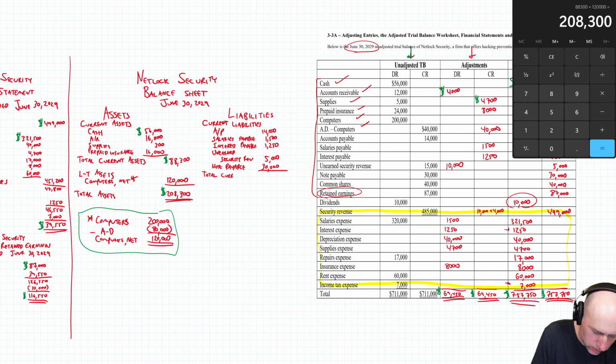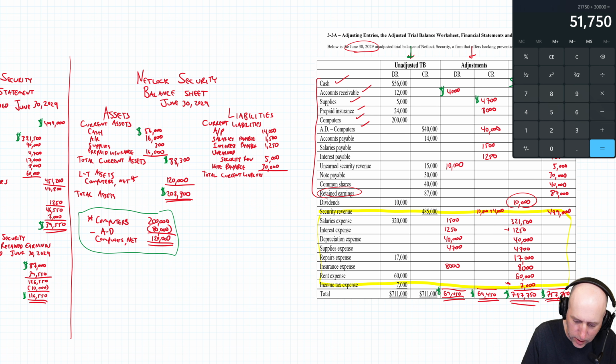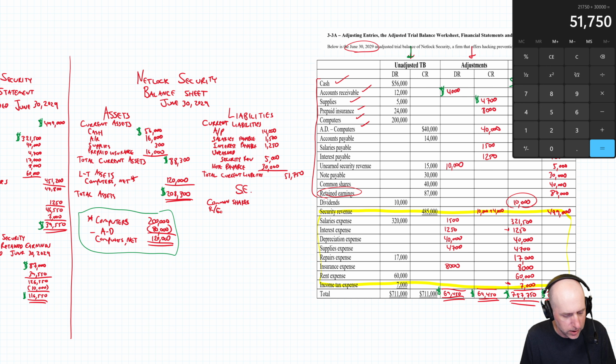Total current liabilities, which is also total liabilities. And we need a total. 14,000 plus 1,500 plus 1,250 plus 5,000 plus 30,000 is 51,750. So that's it for liabilities. On to our final heading here, shareholders' equity, and we always just have the same 2 accounts. Common shares, which at this stage of the game aren't going to change much, and then retained earnings, which comes from our statement of retained earnings.